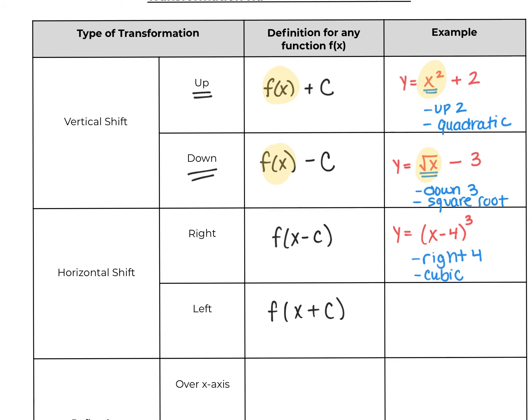Okay, so the next one, if I want to move left, I need to do f of x plus c. So let's use the absolute value function. So we've got y equals the absolute value of x plus 1. What that means is, because I'm inside the parentheses and I went plus, I'm going left. So I'm going to go left 1, and my parent function is the absolute value. Okay.